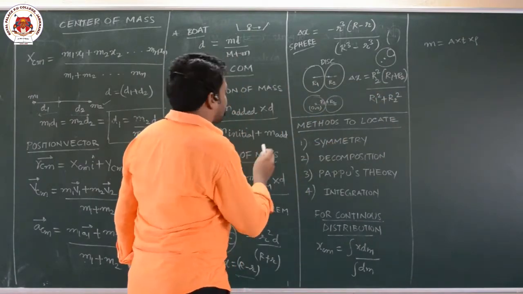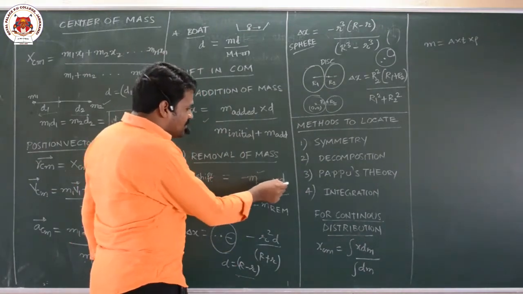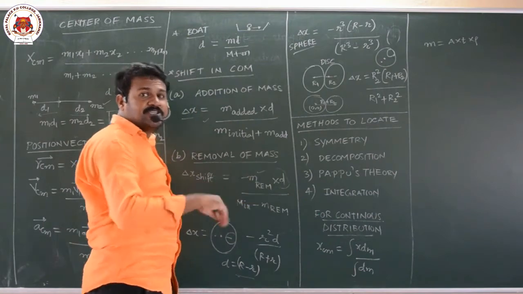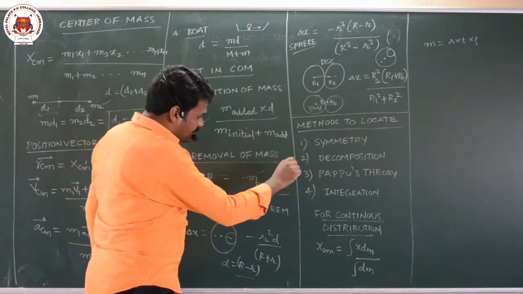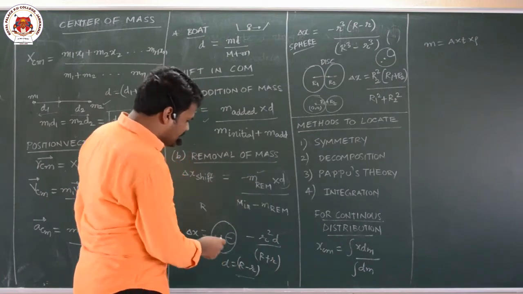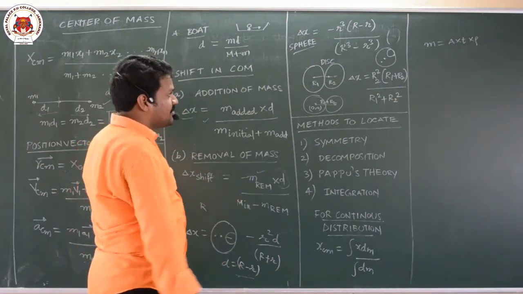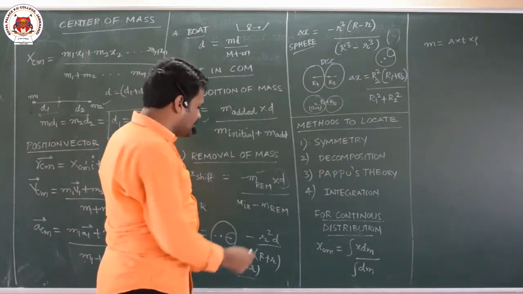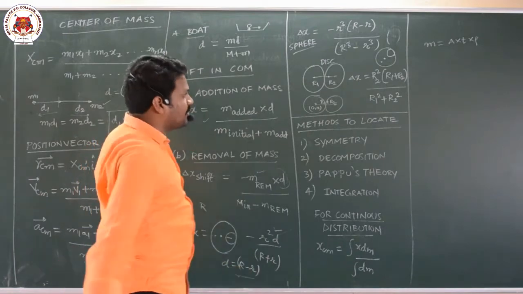So therefore delta x, the shift in the center of mass, is mass added, proportional to r2 square, into distance. Distance is the distance of the center of mass of the added part. Here, in the removal case, it is the distance of the center of mass of the removed part from the original center of mass. Initially there will be some center of mass. You are removing a small part. The distance of the center of mass of the removed part from the original value, we call it d here. That is the value of d. D here is capital R minus small r.